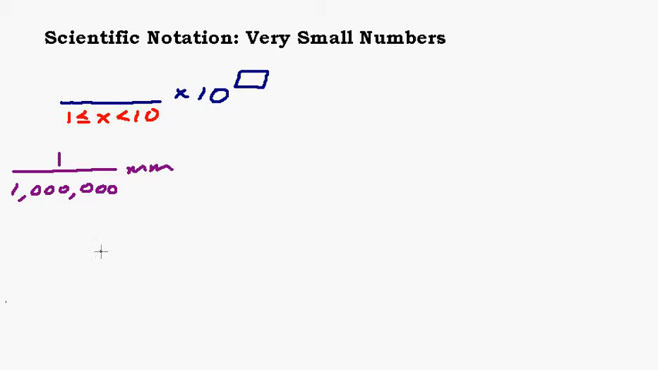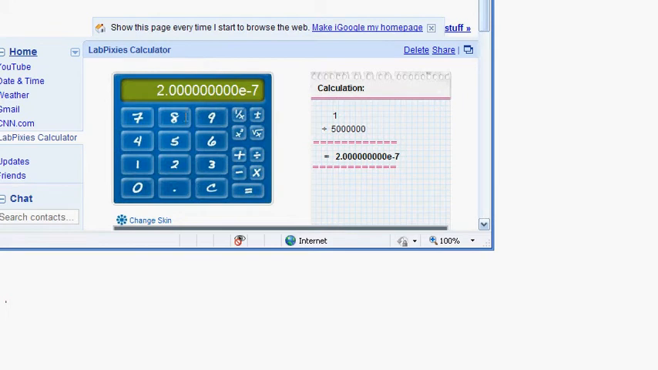A millimeter is super tiny. It's probably about the width of that line right there. So 1/1,000,000th of that width of that line is what they're talking about. That's very, very small. To write it in scientific notation, I really need to get the decimal. And we could use our calculator to get the decimal.